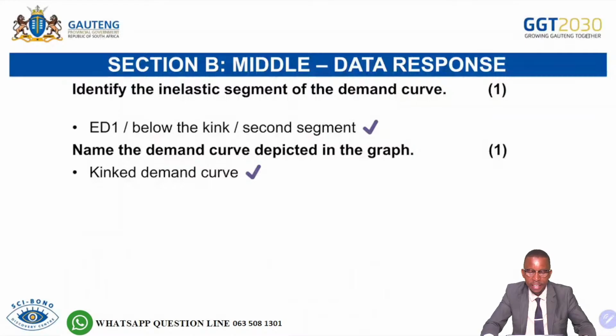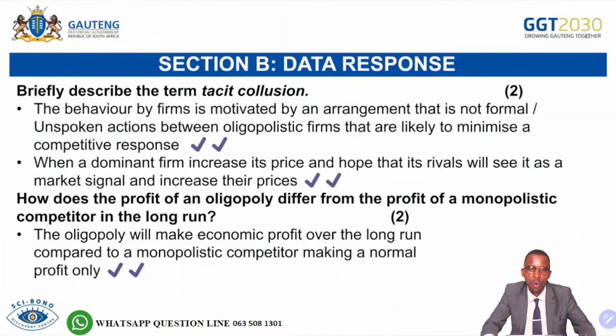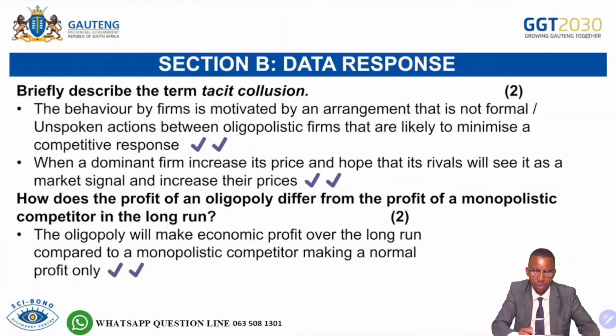Identify the inelastic segment of the demand curve. It's ED1. According to the graph behind there, it's ED1. And then name the demand curve depicted in the graph. Then we have the kinked demand curve, which is bending inward in there, bending halfway in there to separate two segments. And then briefly describe the term tacit collusion.